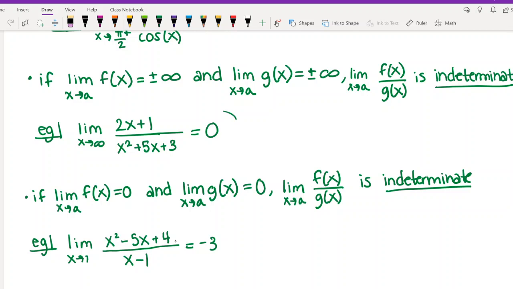So an example for the first one would be, let's say that you were trying to take the limit as x approaches infinity of e to the x over x squared. Both of those limits are infinity, right? Those both go towards infinity. And so we can't tell just from looking at it what the final answer is going to be. And so that is an example.